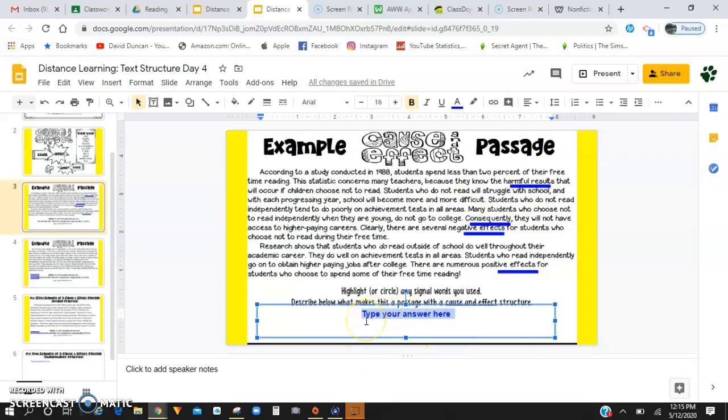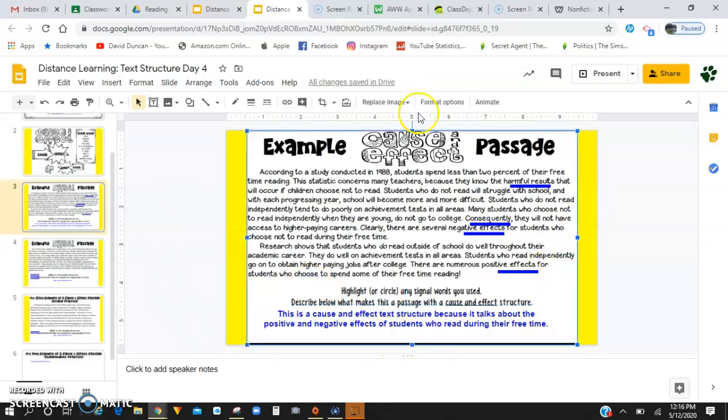I'm going to say this is a cause and effect text structure because it talks about the positive and negative effects of students who read during their free time. Okay, I have a word spelled wrong here. Positive. There we go. All right, that is our class example.